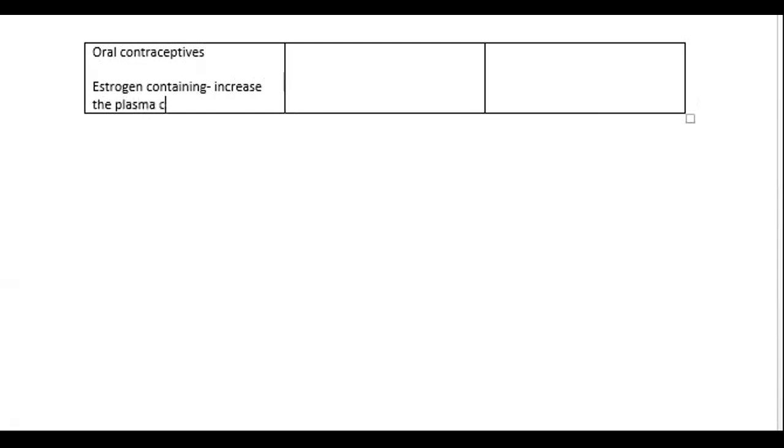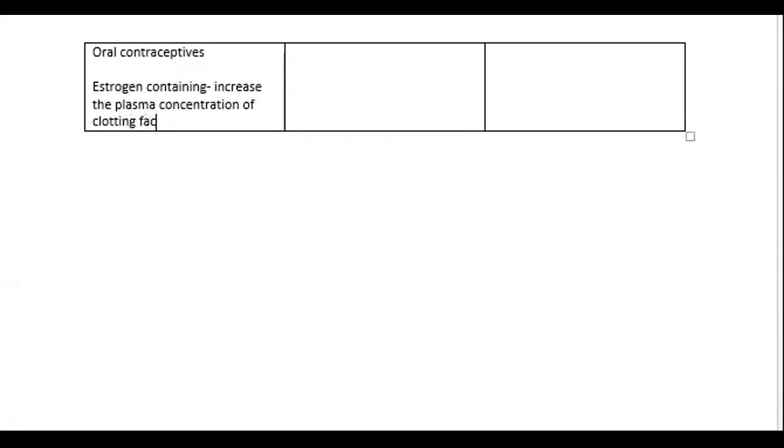And coming to the next one, the oral contraceptives. What are these oral contraceptives? These are estrogen containing, that increase the plasma concentration of clotting factors. And the factor 5 Leiden mutation.